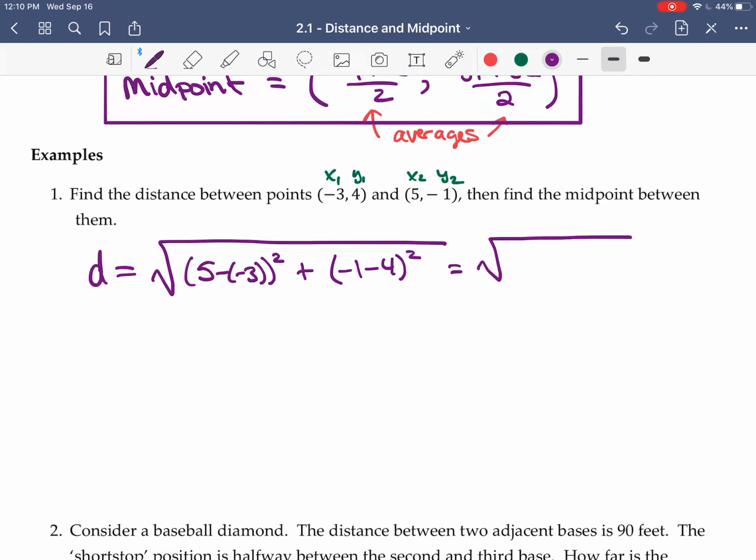And then the midpoint is going to have coordinates, so it's the average of the x values. So minus 3 plus 5 over 2, that's the x coordinate. And the y coordinate is the average of the y coordinates. So 4 plus negative 1 over 2. So that's going to be 2 over 2 and then 3 over 2. So the midpoint has coordinates 1 and 1.5, or 3 over 2. So that would be our midpoint.